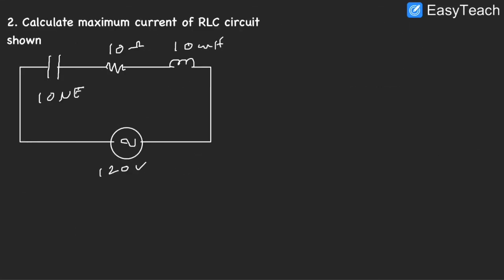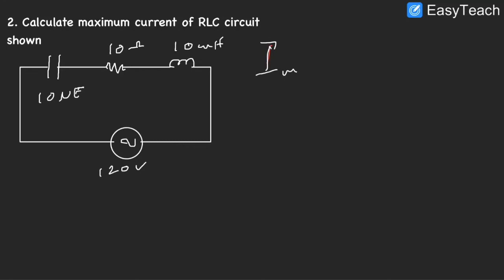Now let's go to the next problem. The next problem says, calculate the maximum current of the RLC circuit shown. I have my RLC circuit here: 10 microfarad, 10 ohms, 10 millihenry, and a 120 volt supply, and I need to find the maximum current. So let me go ahead and write the expression once again for maximum current.